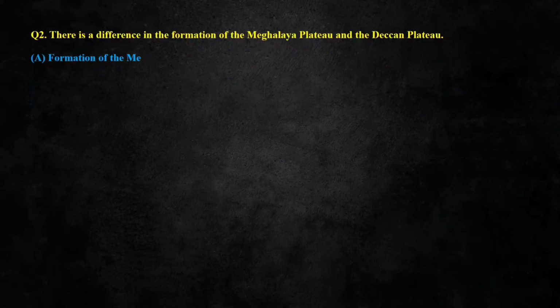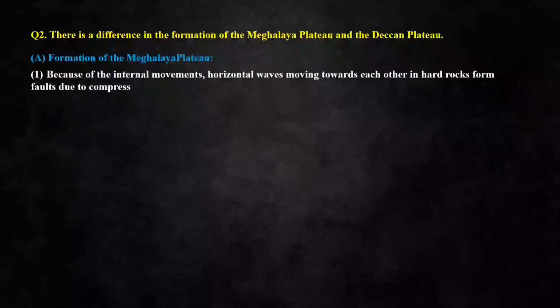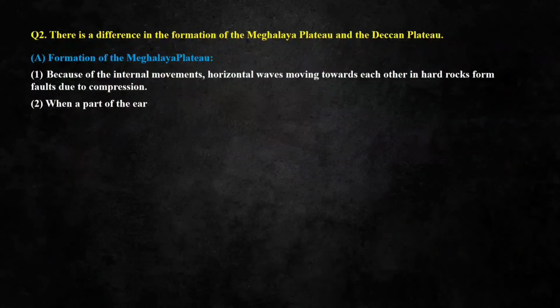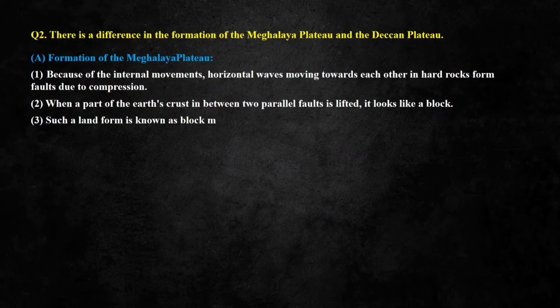There is a difference in the formation of the Meghalaya Plateau and the Deccan Plateau. Formation of Meghalaya Plateau. Because of internal movement, horizontal waves moving towards each other in hard rocks form faults due to compression. When a part of Earth's crust in between two parallel faults is lifted, it looks like a block. Such a landform is known as block mountain.